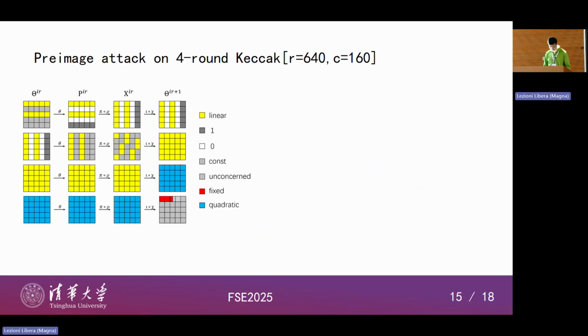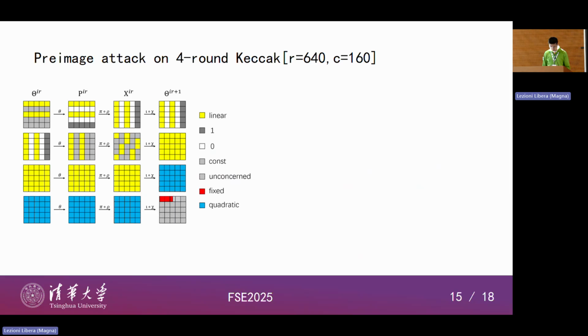Next, we will introduce the preimage attacks on 4-round Keccak with r equal to 640 and c equal to 160, which is an instance of the Keccak crunchy contest. The previous work uses a quadratic structure for solving quadratic equation systems. To make further improvements, we use several techniques.